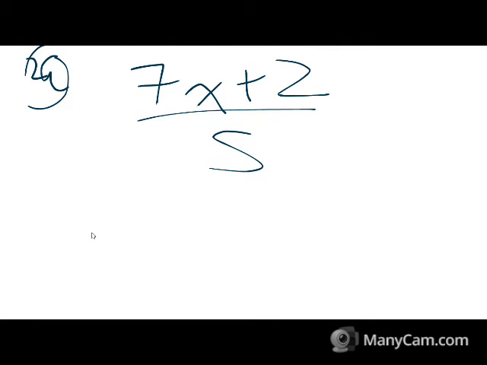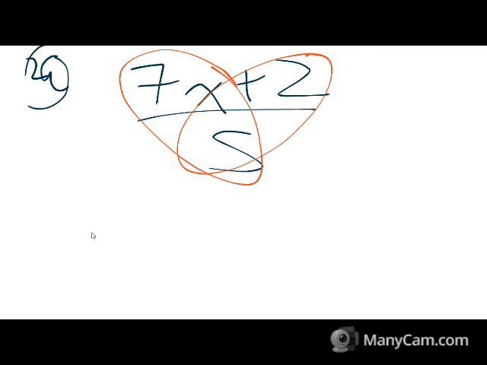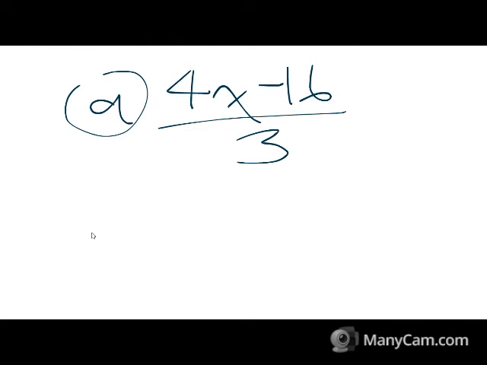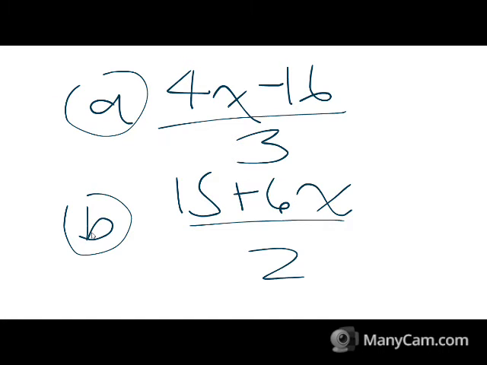All right, problem 2a. Now, we want to know the sum or difference that is equivalent to 7x plus 2 divided by 5. This is where I call this the butterfly property, where if there's only one term in the denominator, you can split it up like this. So you have 7x over 5 plus 2 over 5. So you literally split it up. It only works if there's only one term in the denominator. So why don't you try letter A, 4x minus 16 divided by 3, and also try 15 plus 6x divided by 2.